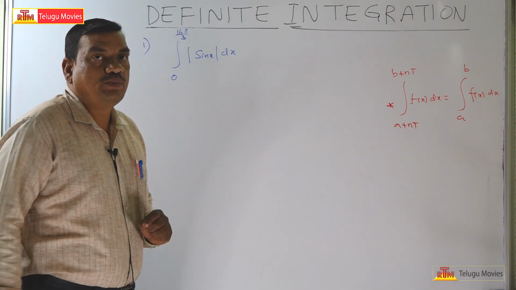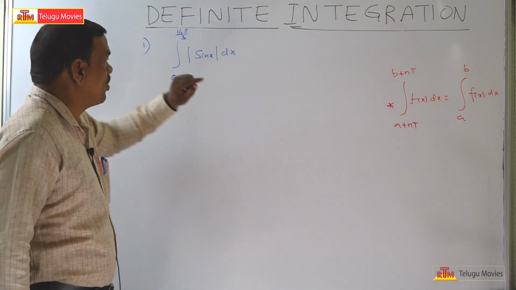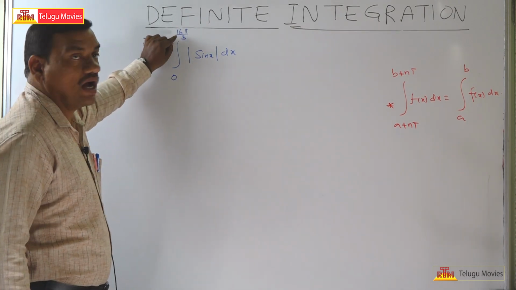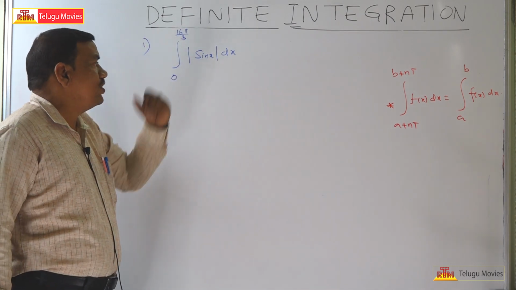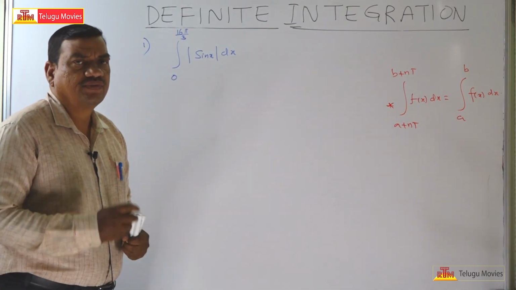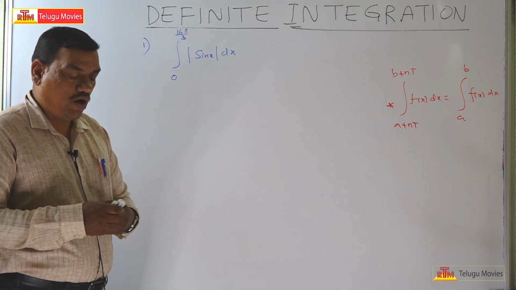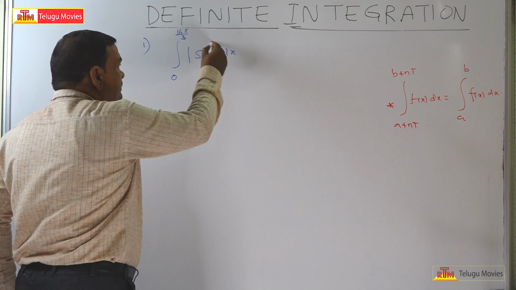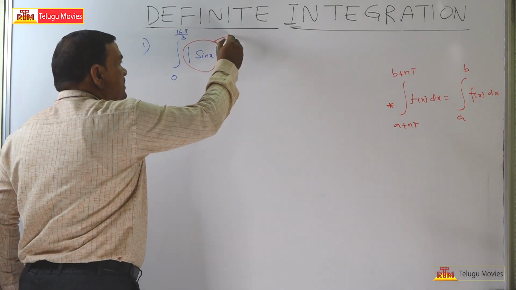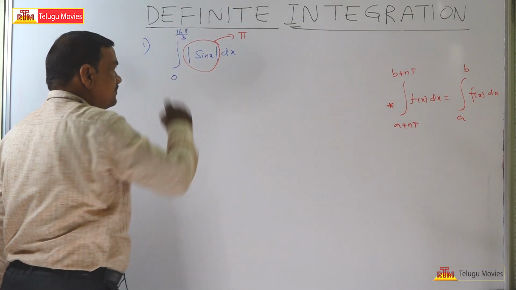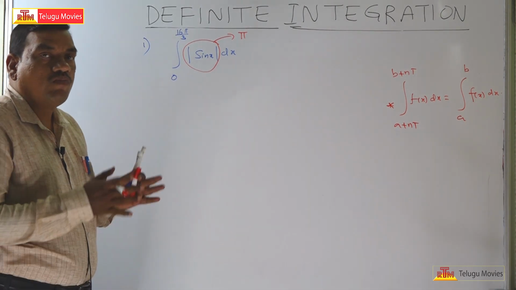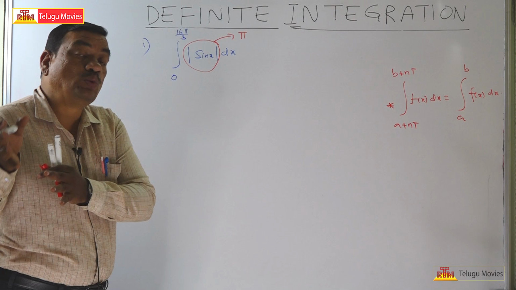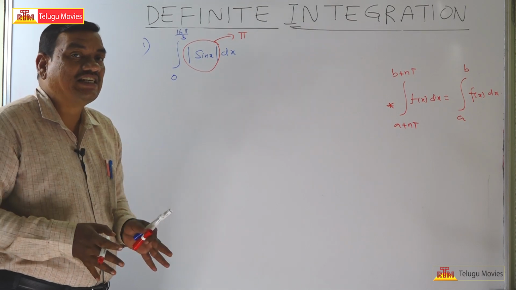Welcome to the first problem here. See the first problem: integral 0 to 16 pi upon 3 of modulus of sin x dx. First thing you have to know is what is the period of this function. The period of this function is pi. Okay? Modulus of sin x has period pi, whereas sin x has period 2 pi.